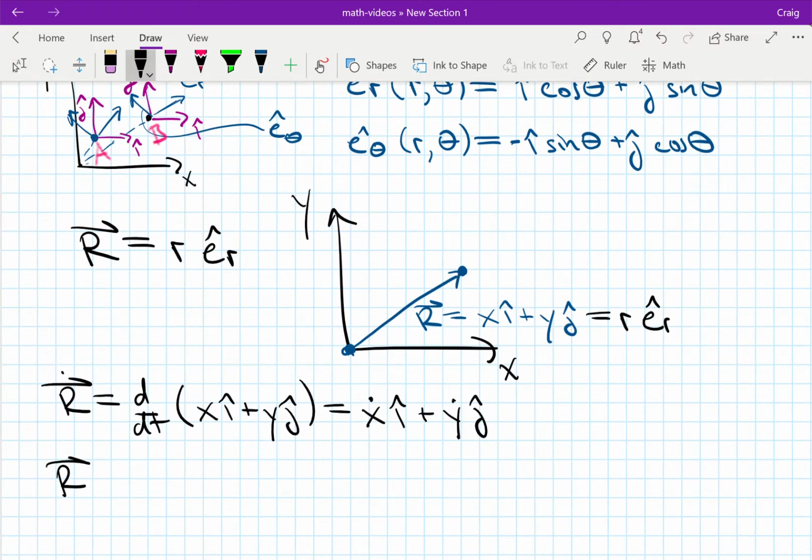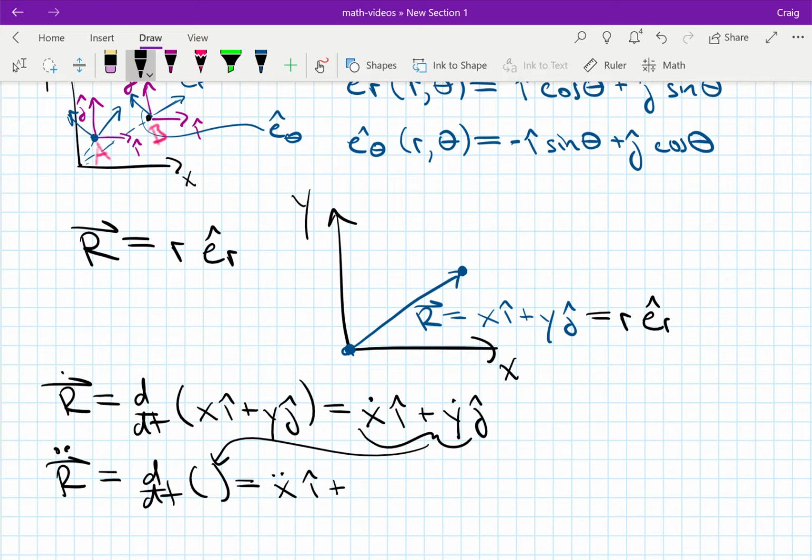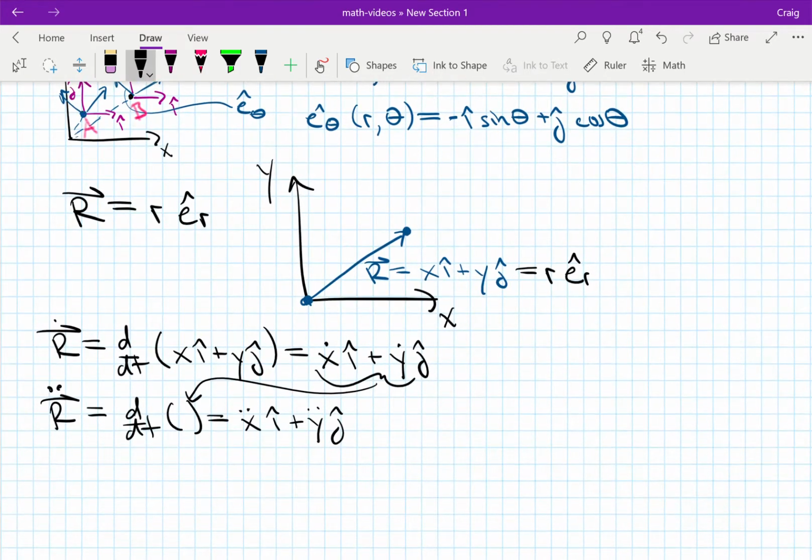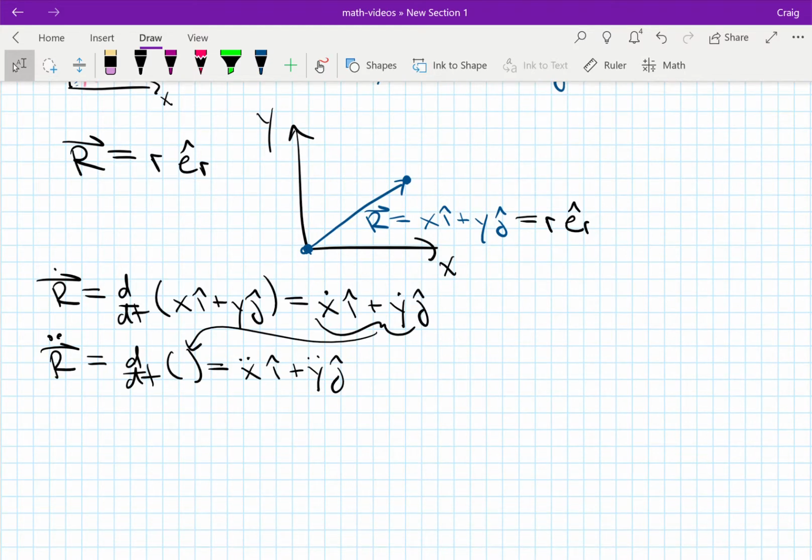I can take another derivative. So the second time derivative is going to be d by dt of this quantity, and you see I just take another derivative. So this is x double dot in the horizontal direction plus y double dot in the j hat direction. So the Cartesian description is very easy to take derivatives, but it's not always the most convenient. Certainly applications like radar tracking, it would be more convenient to write things in a polar coordinate representation.